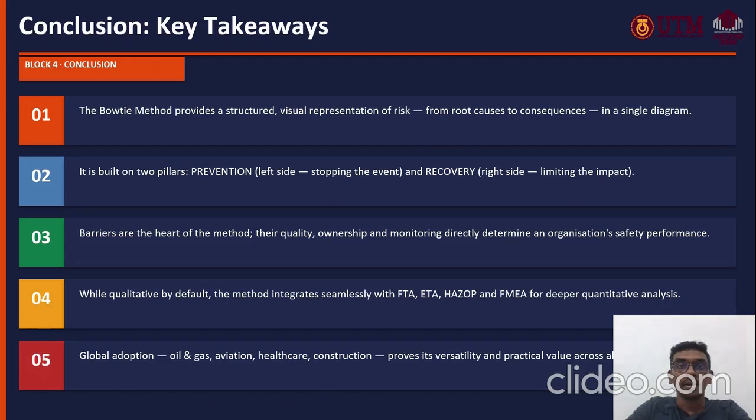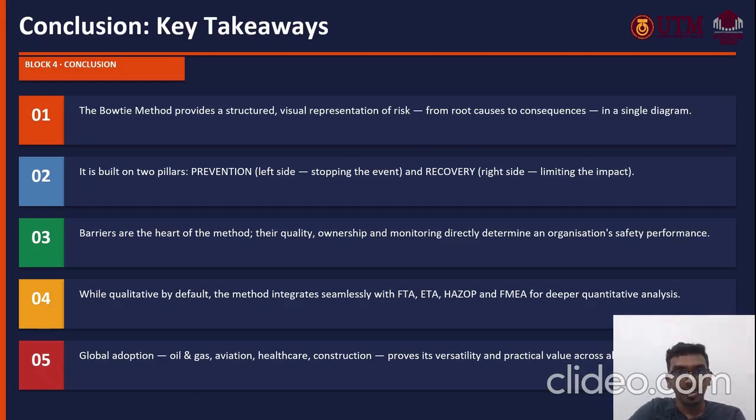All right. Next, take a look at the conclusion or the key takeaways that we have come up with from this bow tie analysis. The first thing is the bow tie method gives us a clear visual overview of risk, linking root cause to consequences in one single diagram. The next one is it is built on two key ideas: prevention on the left side of the bow tie and recovery or mitigation on the right side of the bow tie.